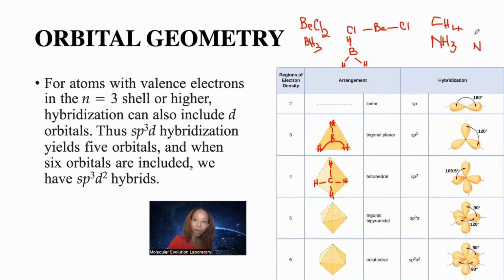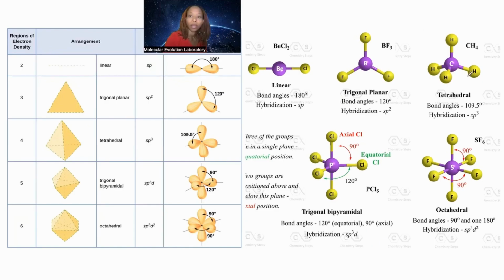So the trigonal would be 3. We should have 2 electrons here. And octa would be 8, and in this case, you have a bond angle of 90 degrees. For a trigonal bipyramidal, you have a bond angle of 90 to 120 degrees. So again, we have the linear shape with the s and the p orbital. The bond angle is 180 degrees. The hybridization is 1 s orbital and 1 p orbital.